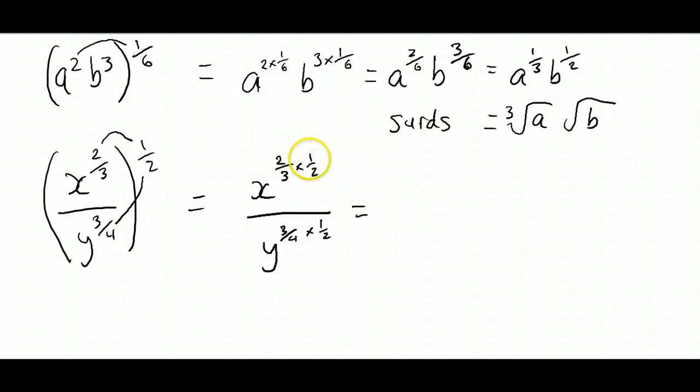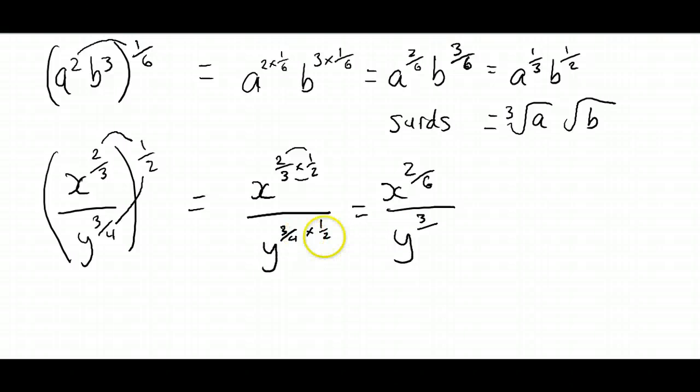Okay, now to multiply fractions together, you do top times top, bottom times bottom, so it's going to be x to the power of 2 over 6 on top, and on the bottom we're going to have y to the power of 3 over 8, because 4 times 2 is 8. Okay, and we can simplify this down to x to the power of 1/3. 2 over 6 is the same as 1/3. y to the power of 3/8, we can't simplify that. So there we go, we've got that.